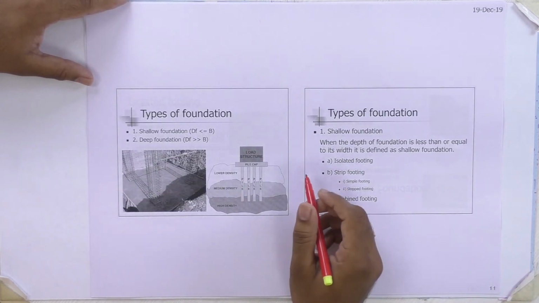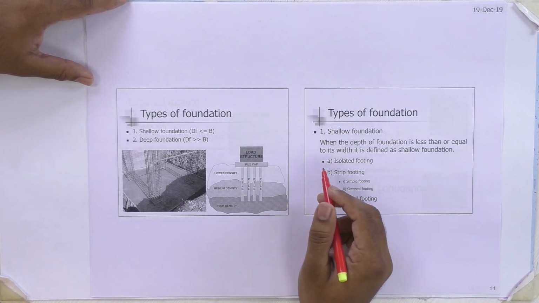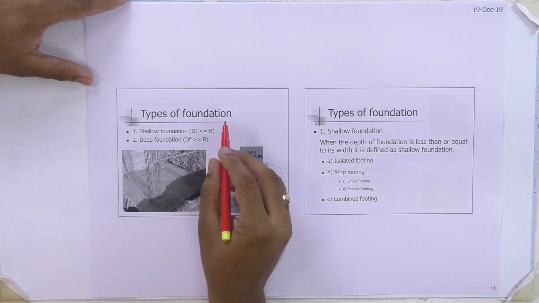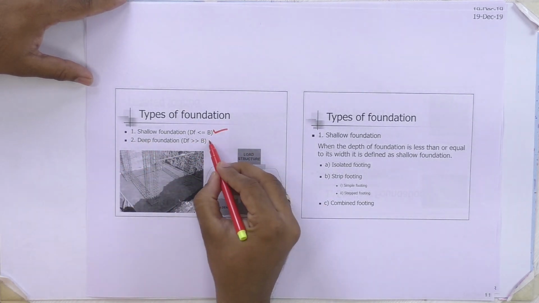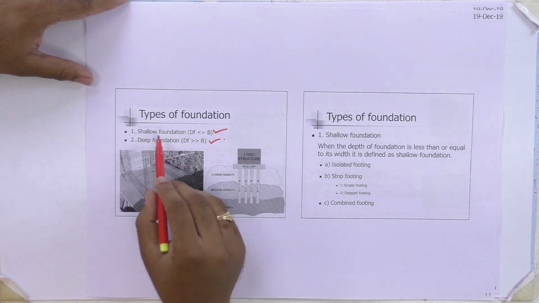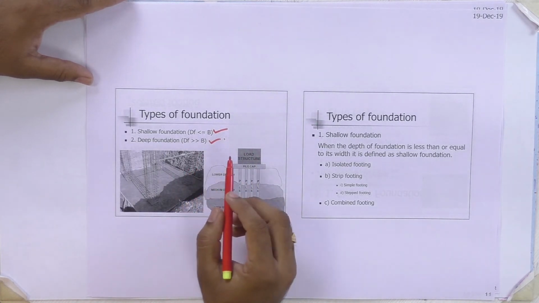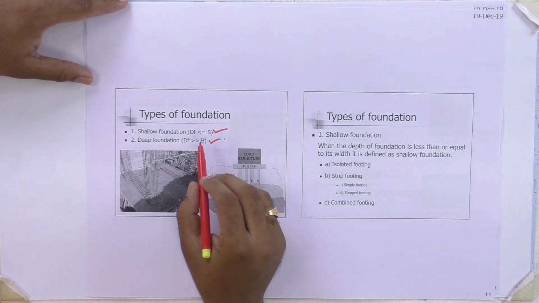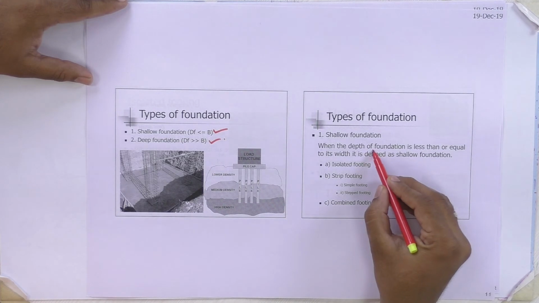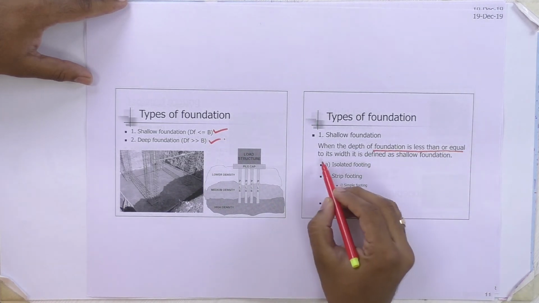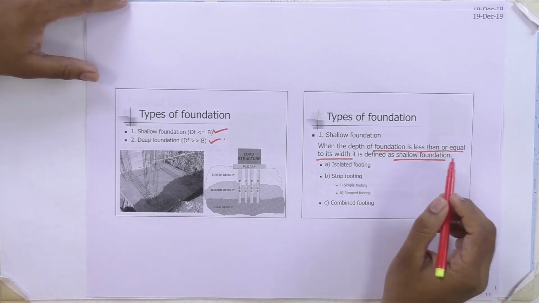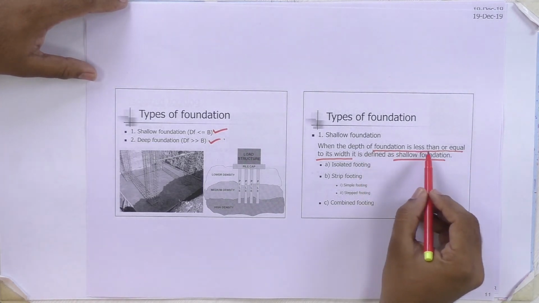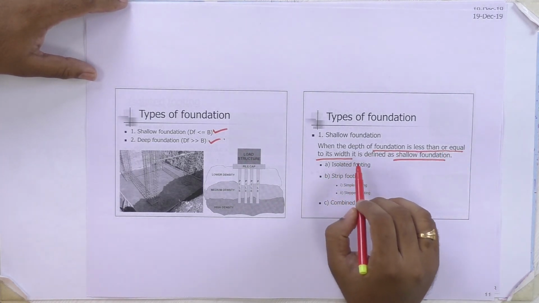And next we are going to see different types of foundation. So the first one is shallow foundation, and the second one is deep foundation. So first, shallow foundation. A shallow foundation means the depth of foundation is less than or equal to its width. It is defined as a shallow foundation. What is meant by that? The depth of foundation is less than or equal to its width.